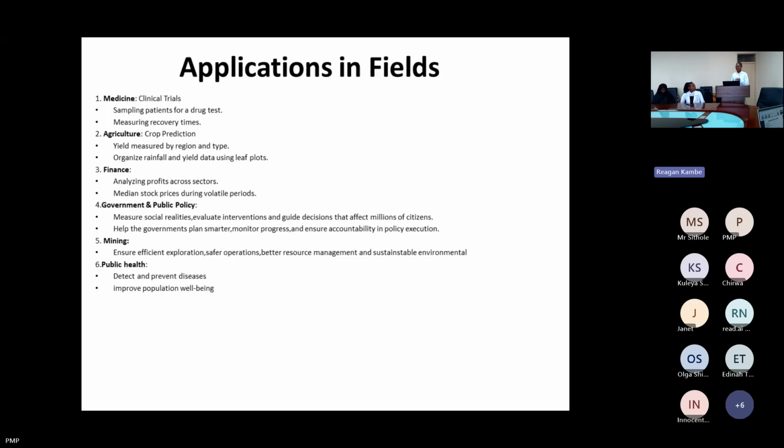In mining, it ensures efficient exploration, safer operations, better resource management, and a sustainable environment. In public health, it helps us detect and prevent diseases. And also it improves the population's well-being.